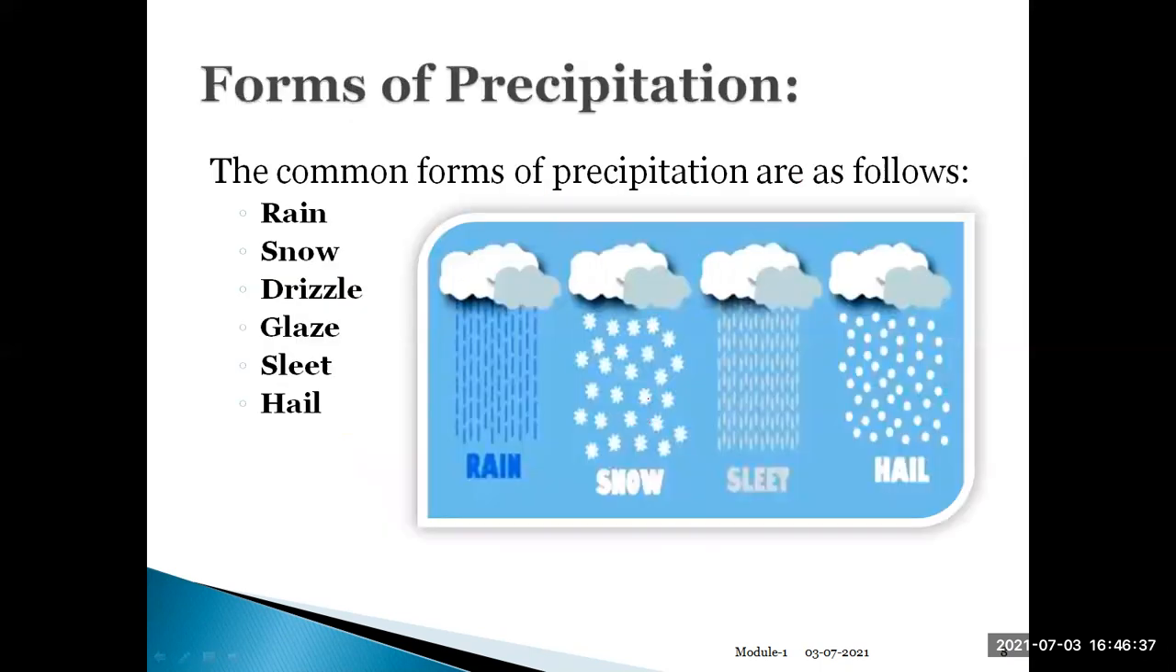The next topic is the forms of precipitation. As I have already mentioned, we have different forms of precipitation like rain, snow, drizzle, glaze, sleet, hail, dew, and frost. All those are the different forms of precipitation.